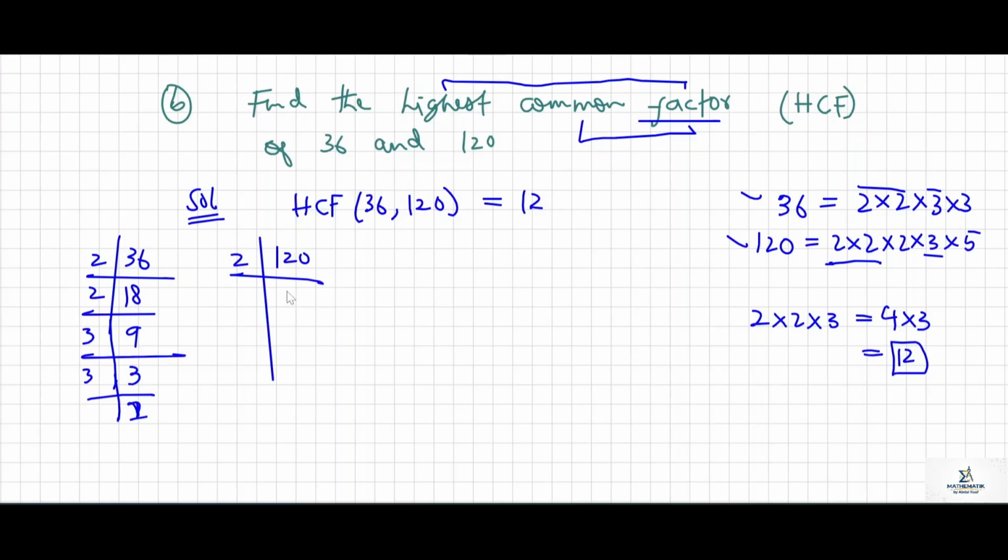And 120 is like this. Divided by 2, you will get 60. 60 divided by 2, you will get 30. And 30 divided by 2, you will get how much? It will be 15. And 15 divided by 3, you will get 5. And 5 divided by 5, you will get 1. So simply when you multiply these numbers, 2 into 2 into 2 into 3 into 5, you will get 120. And 36 is similar: 2 into 2 into 3 into 3, you will get 36.